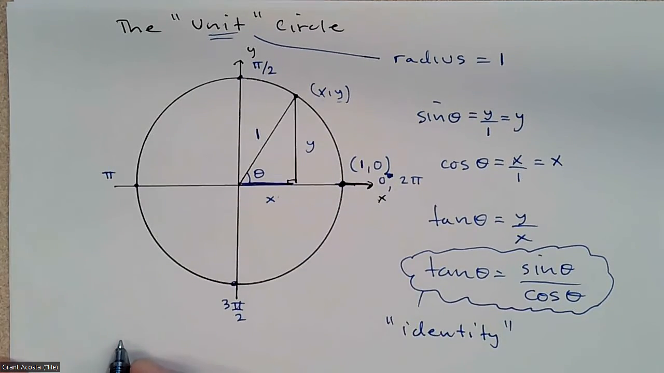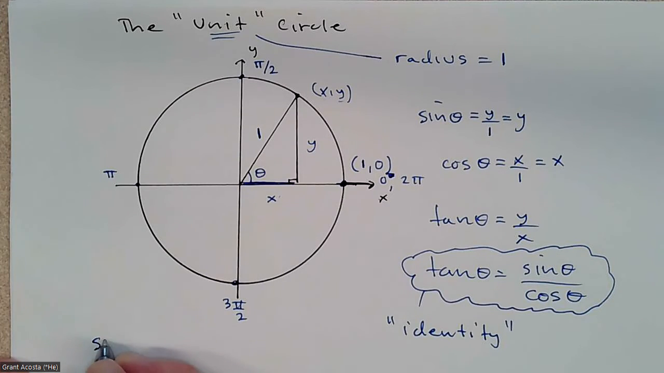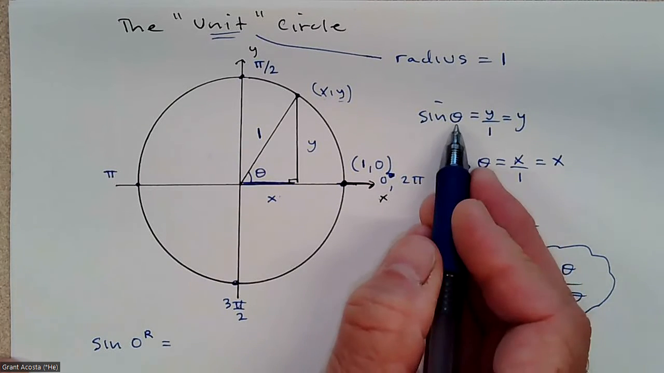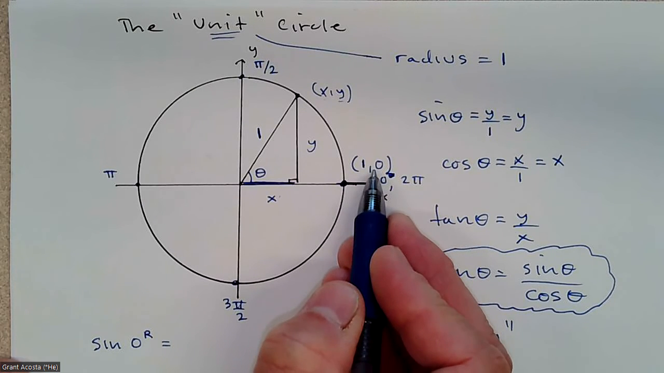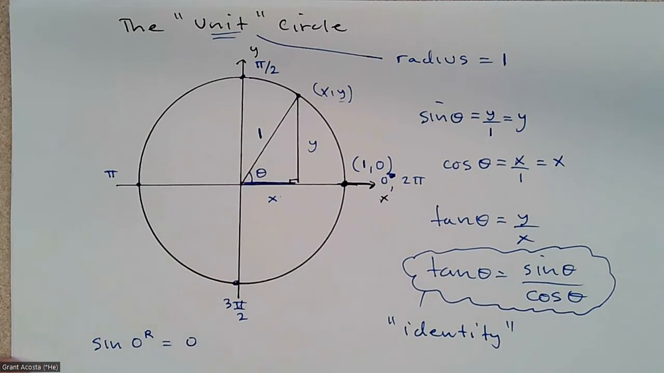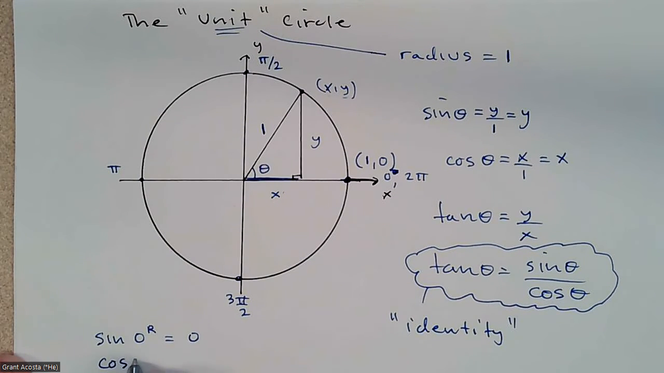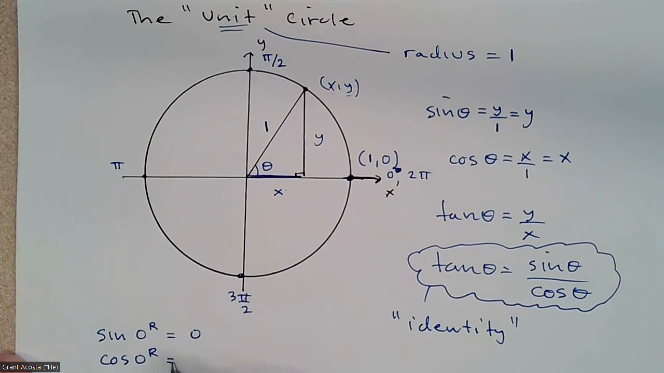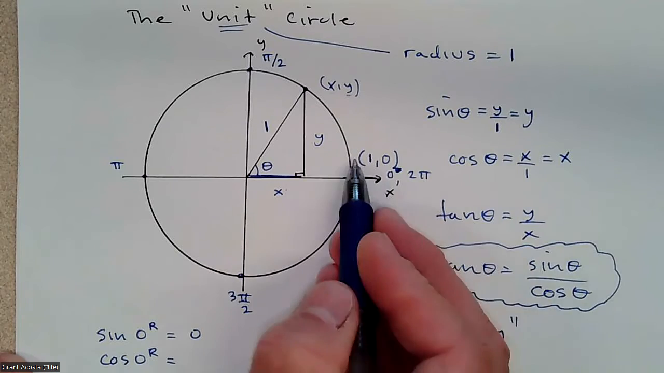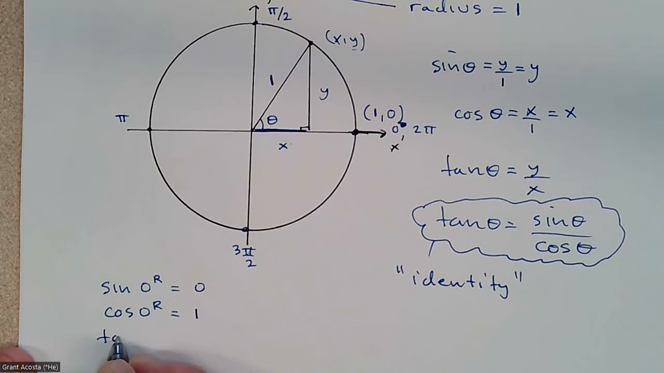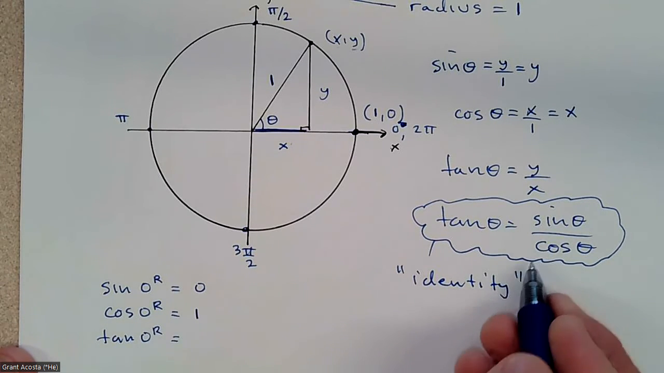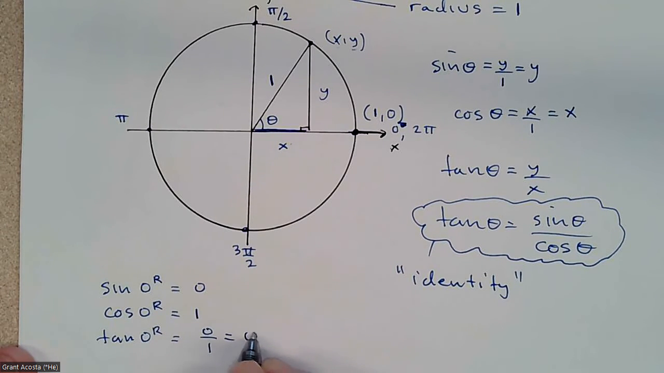And so what that would then tell me is the sine of 0 radians or degrees. Sine is literally the y coordinate. So because the coordinate at 0 is 1, 0, the sine of 0 is 0. The cosine of 0 is the x coordinate, which is just 1. And I could even do the tangent of 0. Tangent is sine over cosine, so that's 0 over 1, which is 0.